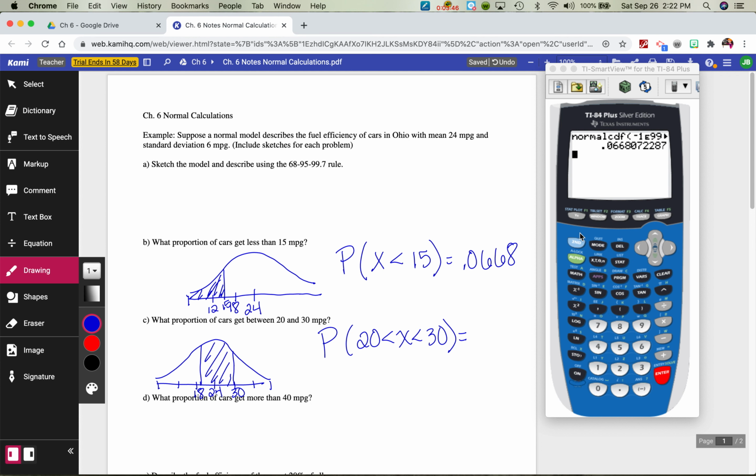Then I'm going to my calculator. Second, distribution. Normal CDF. It stands for cumulative distribution function, and that's what you want to use because we're accumulating the area. My lower bound is 20. My upper bound is 30. My mean and standard deviation, the calculator remembers what you just last did. And my answer, 0.5889. I usually go 4 places when I'm doing the proportion.